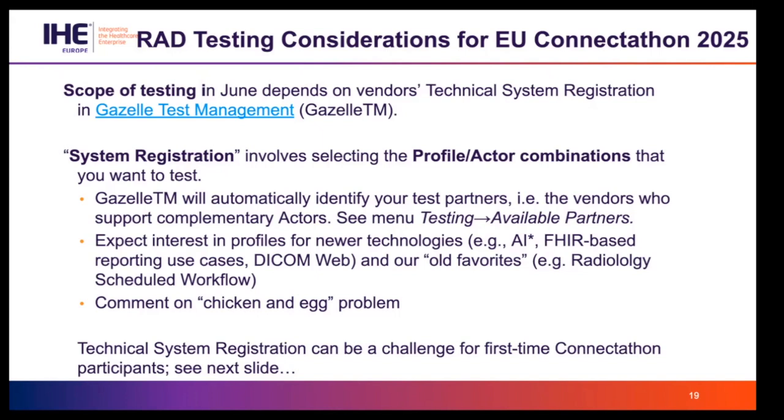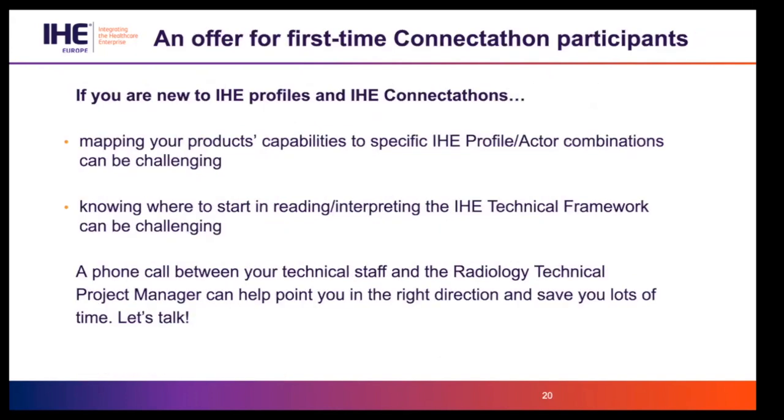So this technical system registration, which is the profile actor combination selection, can be a challenge if you have never participated or registered at an IHE Connectathon. Essentially, it's an exercise in mapping the capabilities that you have in your product: web services capabilities, AI capabilities, traditional DICOM, DIMSE capabilities, HL7 version 2, HL7 FHIR. You know you have those implementations in your product.